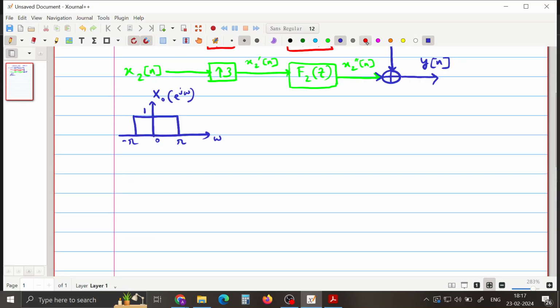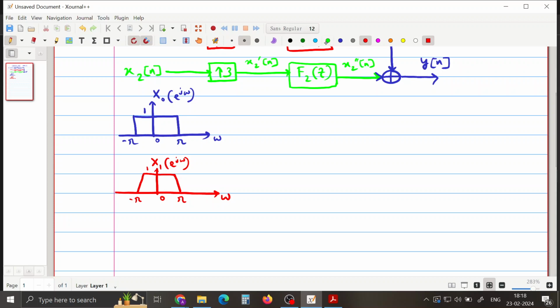Similarly we have the other spectrums as well, and I'll stick to different colors. So x1, how does x1 of e power j omega look like? This is not exactly rectangular but like a trapezoid, so it's something of this form, and these are not drawn to scale. And this height is again 1.